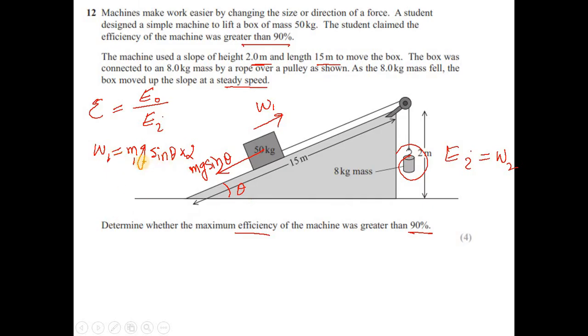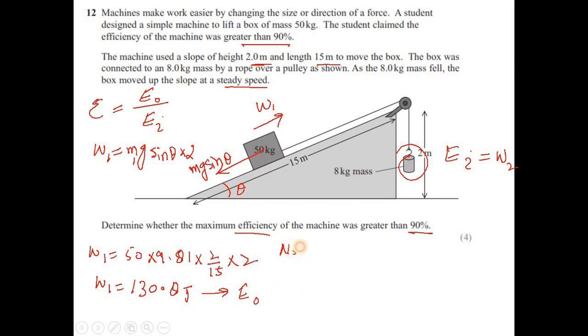So I can rewrite this whole equation for W1. W1 would be equal to 50 times 9.81 times sine theta, and sine theta is opposite over hypotenuse, which is 2 upon 15, times the distance covered up the slope, which is 2. If you use your calculator, W1 would be equal to 130.8 joule, and remember this is the output energy.